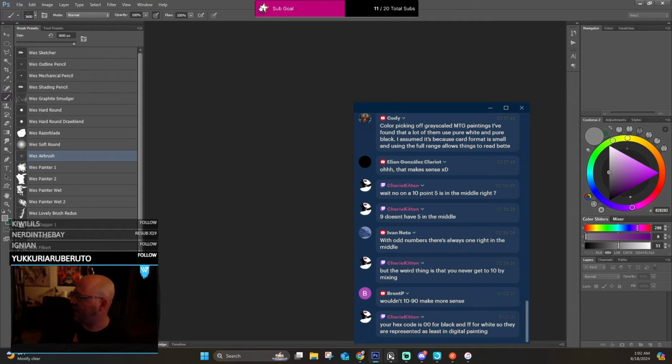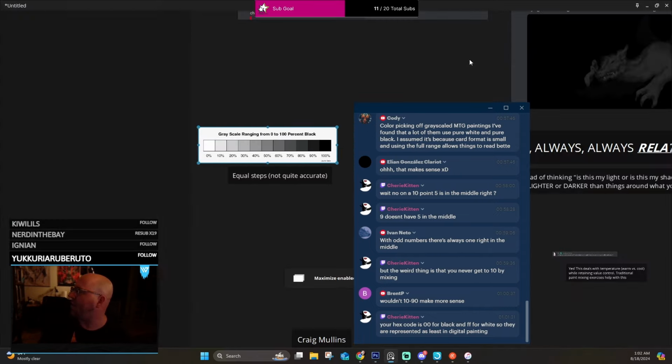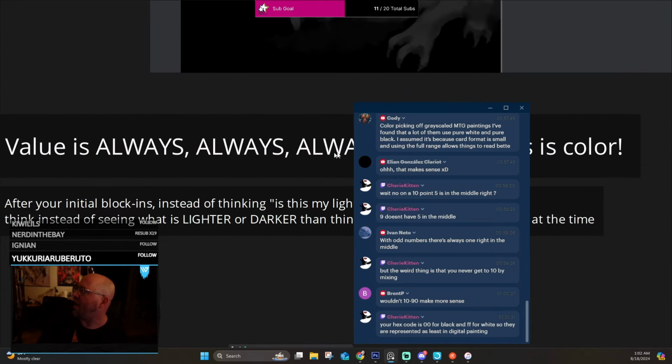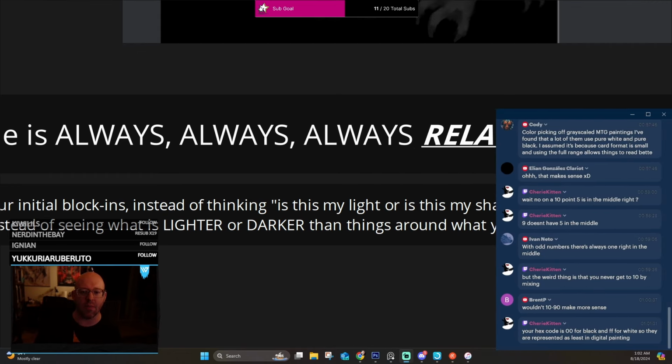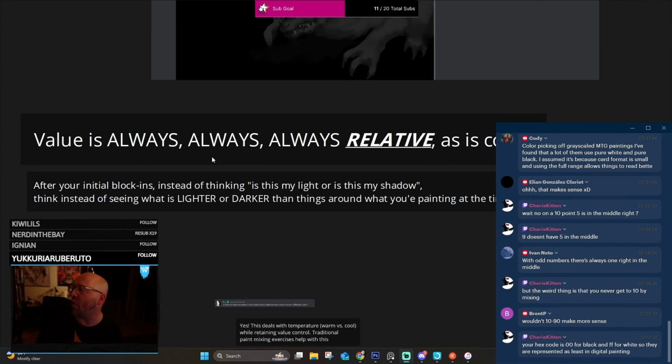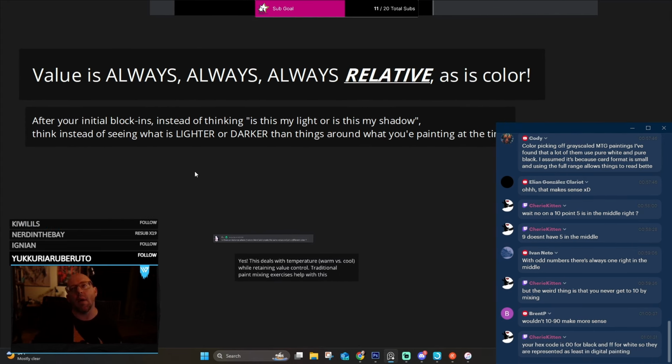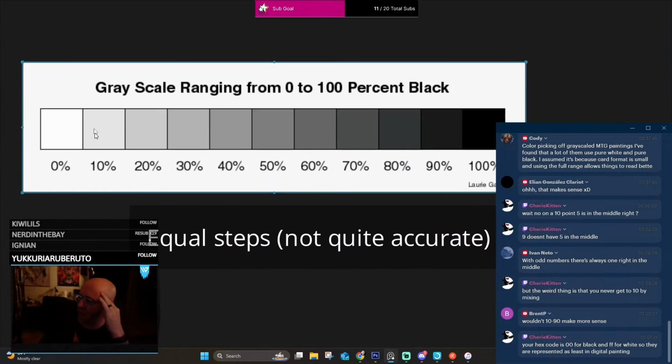This goes into the most important thing about value. The most, by far, no question about it, value is always, always, always relative, just like color is. All right? It's always relative. So where we start getting into relativity is bounce light. If you're thinking of your value scale in the sense of, oh, anytime my lights come into play, it's either going to be a 0 or a 10. Let's say my highlight is like a 10, my midtone's a 40, and then my shadow is a 90. That's all well and good.